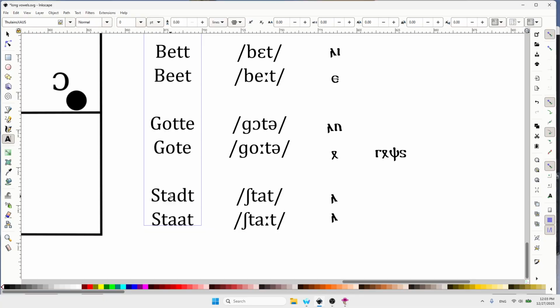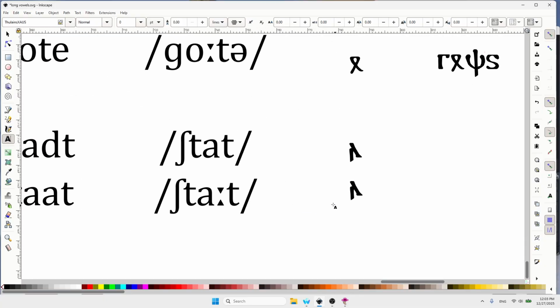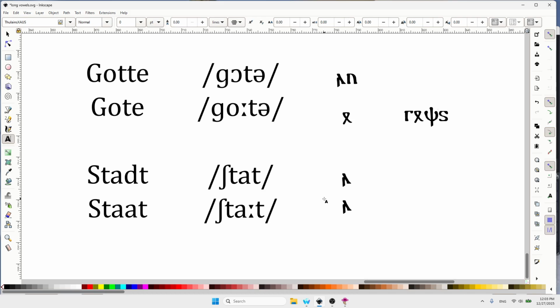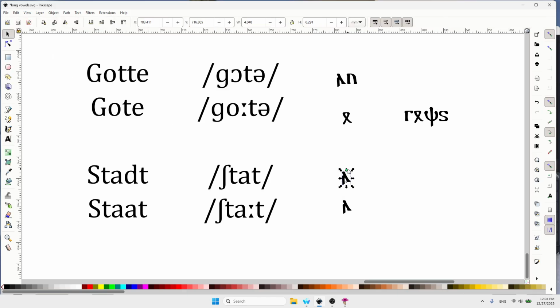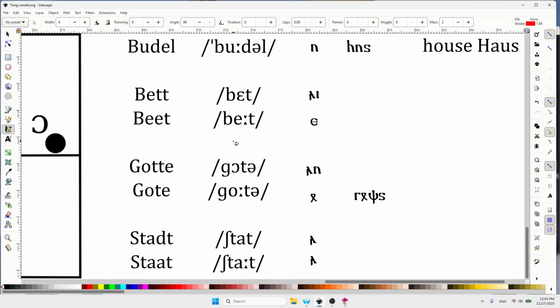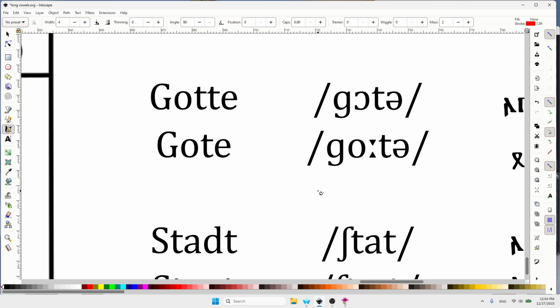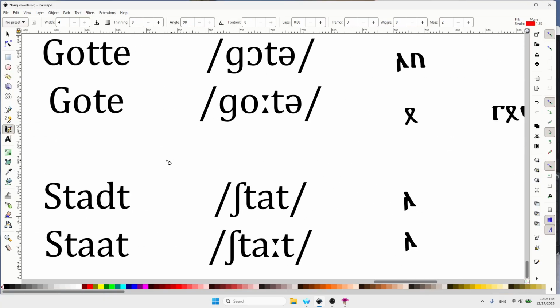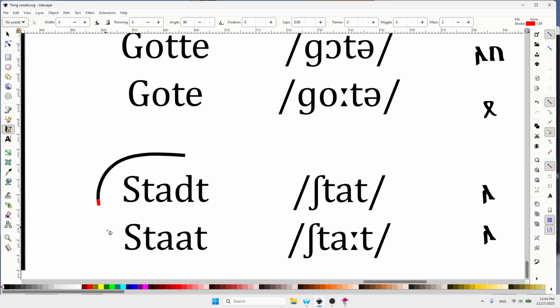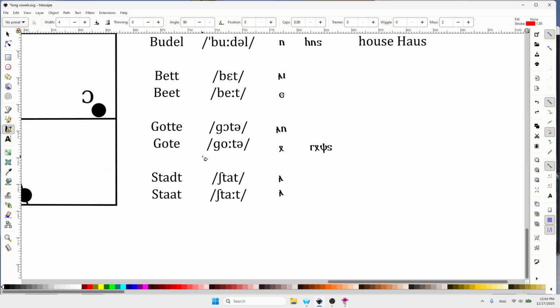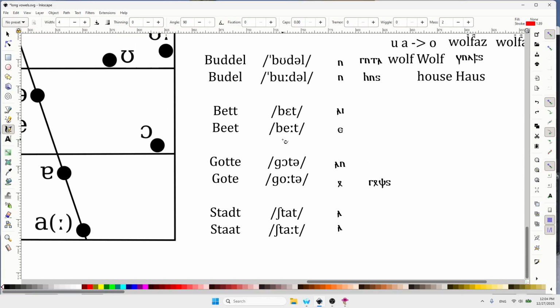Oh yeah, I was doing this. I get sidetracked a lot, but I think it's a good thing because then I can talk about things, and I think it's more educational if I do. So here we have Stadt versus Staat.